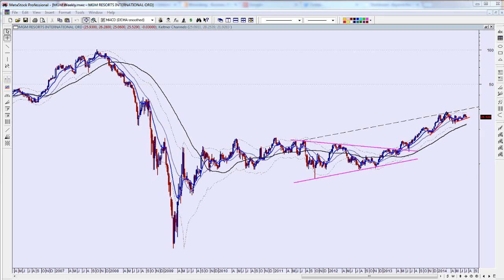Hello again, everyone. This is Joe Henches with Beyond the Chart, and this is a technical analysis video of MGM Resorts International. All right, we're going to start off with the weekly chart, and then we're going to move to the daily chart.